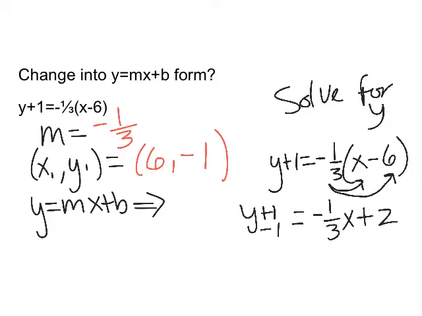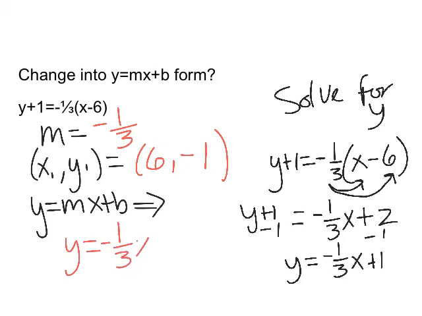And now I subtract 1 from both sides, and I get y equals negative 1/3 x plus 1. So in y equals mx plus b form, this would be y equals negative 1/3 x plus 1. So this is one that actually worked really nice in slope-intercept form. That doesn't always happen.